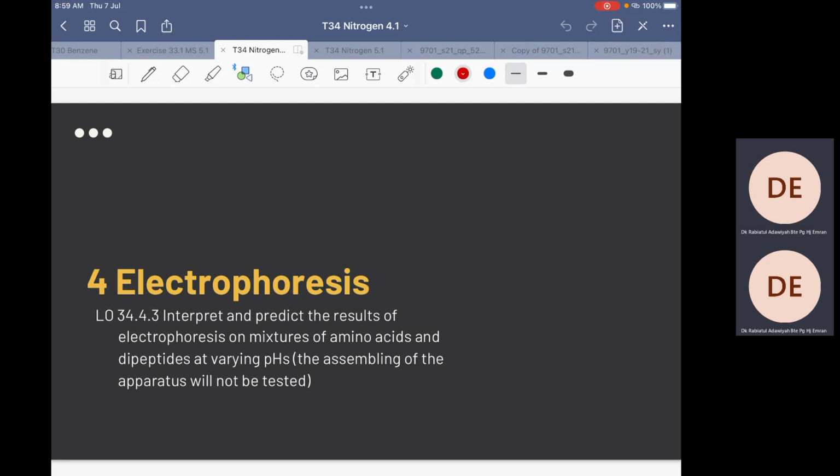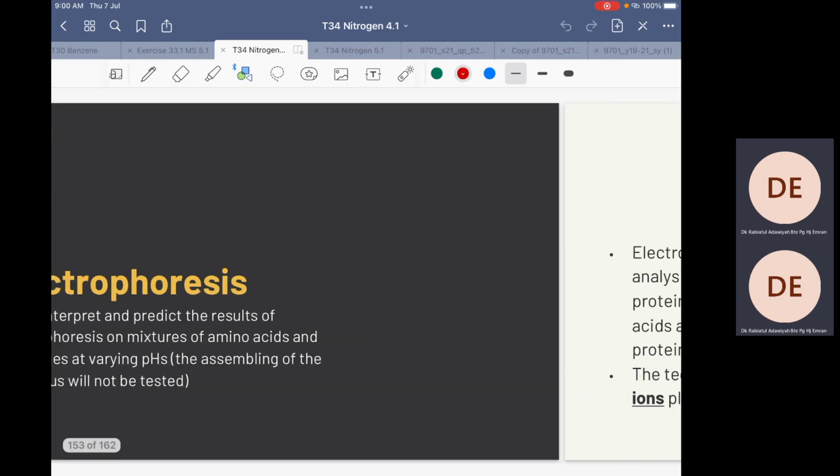We also learned that peptide bonds can be hydrolyzed the same way as amide bonds, because peptide bonds and amide bonds are basically the same. The only difference is that peptide bond is the name given specifically for when you put amino acids together in a long chain. Today, the last part, we're going to look at electrophoresis. The learning objective is to interpret and predict the results of electrophoresis on mixtures of amino acids and dipeptides at varying pHs. The assembling of the apparatus will not be tested.